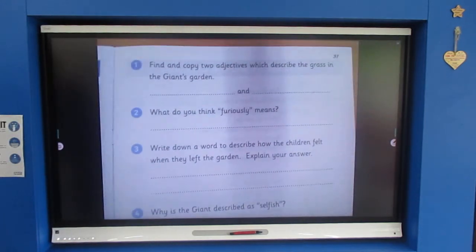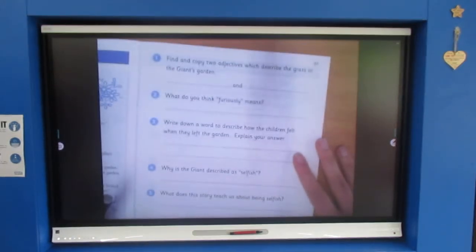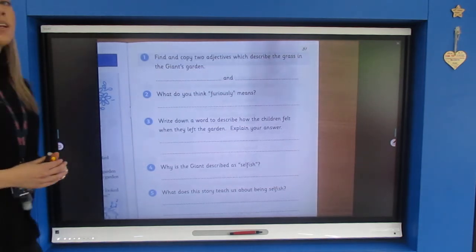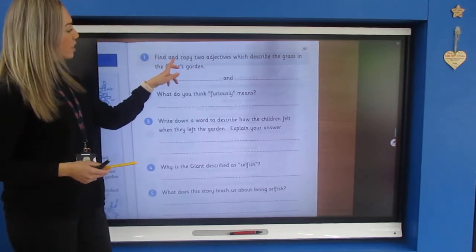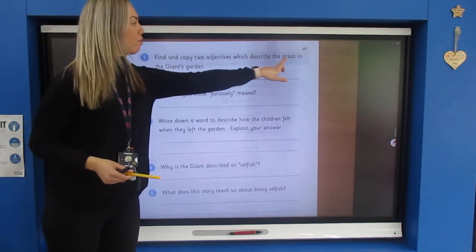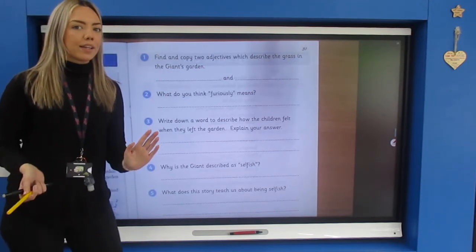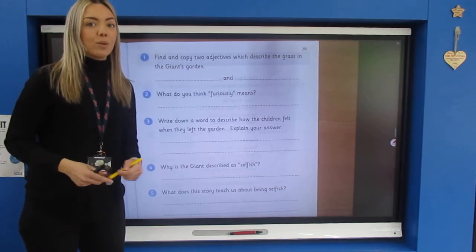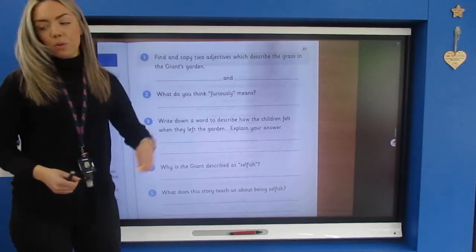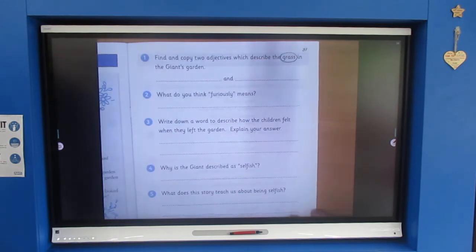So let's very quickly then have a look at the questions in today's text. And you have got 6 questions today, and you will notice straight away that we can see our word here, adjective. Now we know what that means. Find and copy 2 adjectives which describe the grass in the giant's garden. Now we know how to find the answer to that straight away. Why? You're right, because we know that we have highlighted the adjectives and we've circled the nouns, haven't we? So if we look for the noun, which is grass, we will be able to find the 2 adjectives.